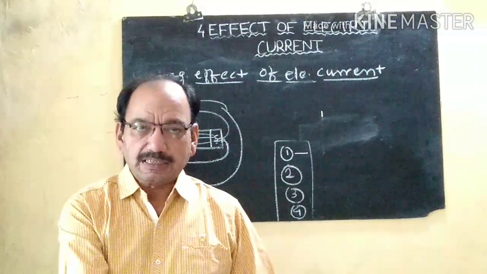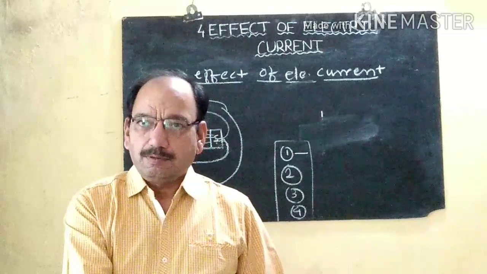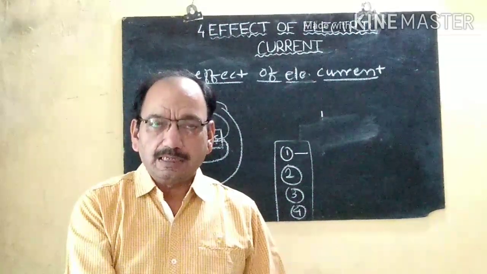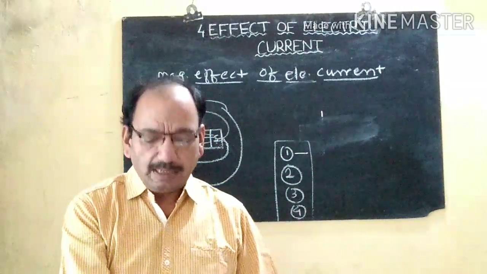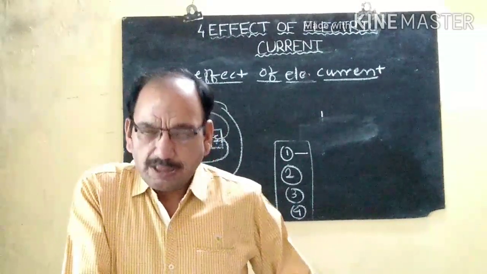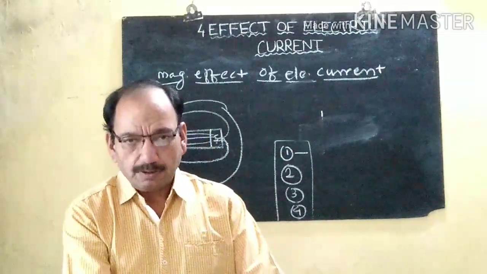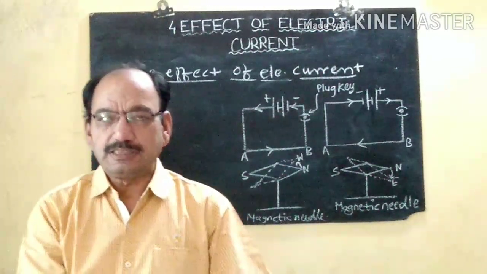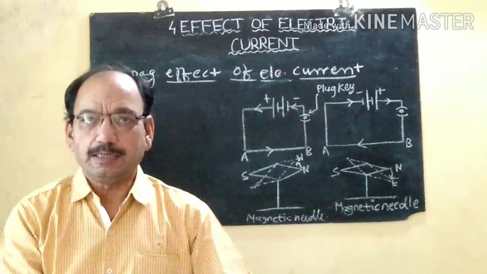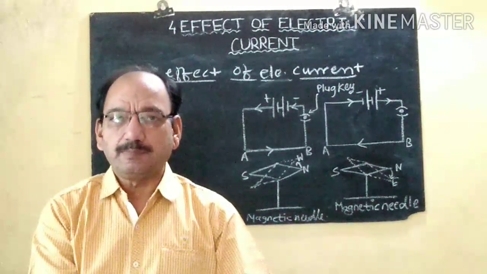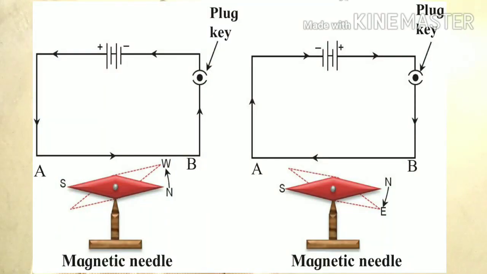Now, in this lesson, the principle, construction and working of the electric motor and generator depend upon the magnetic effect of electric current. Before going to this point, we discuss some activity. In this video, we discuss an activity related to the magnetic effect of electric current. The figure given in the textbook on page number 51, you can observe this figure. I have also drawn this figure on the board.